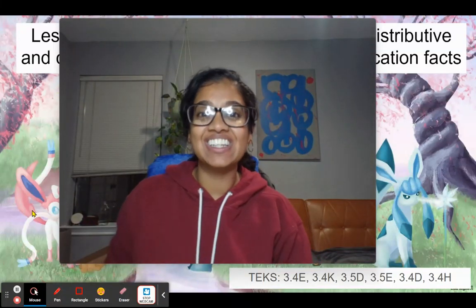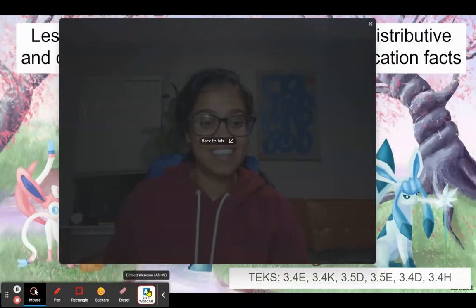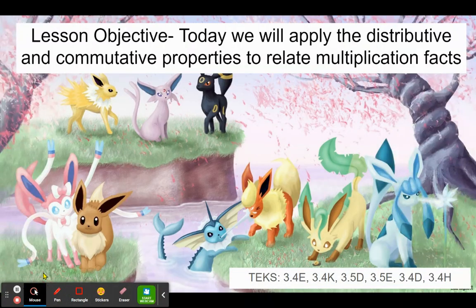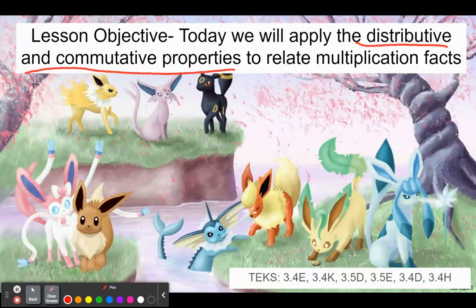Let's go ahead and take a look at today's lesson objective. So today we will apply the distributive and commutative properties to relate multiplication facts. The TEKS we will be covering today is 3.4e, 3.4k, 3.5d, 3.5e, 3.4d, and 3.4h.